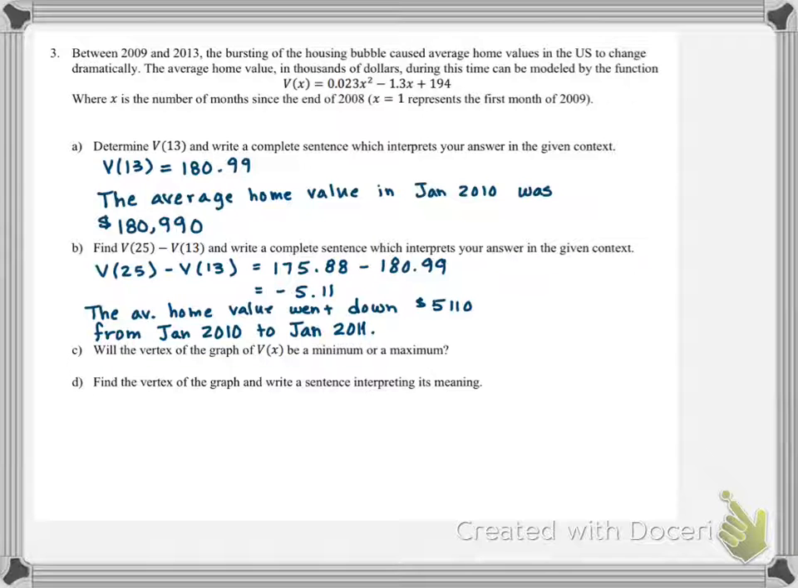What about the vertex of this function? Is it going to be a minimum or a maximum? It's going to be a minimum, right? We know that because my A is positive, and so that tells me that my parabola is going to open up. So it's going to look something like this. And so that's my minimum.